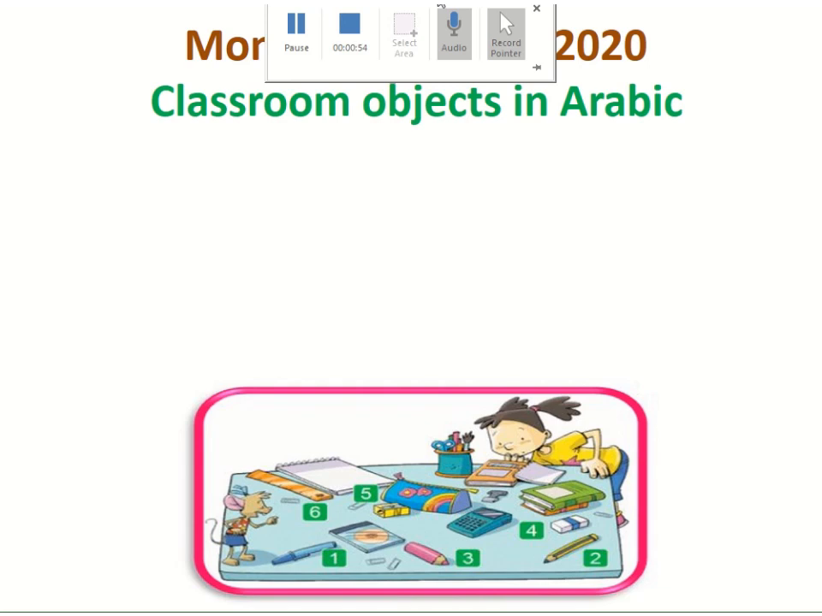And we said if we need to say I am hungry, you will say ana jawan, and I'm thirsty, ana atshan. If you need any more information about food and drink, you can visit the school website and go to the YouTube channel. You will find it there. Let's go back to our lesson, which is the classroom objects.